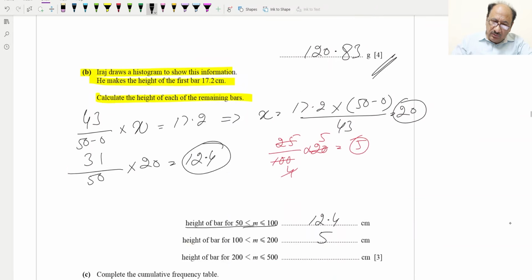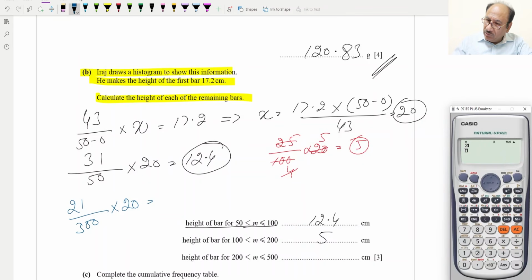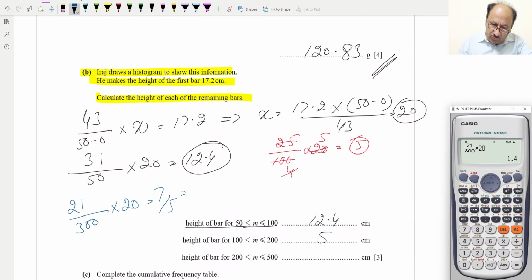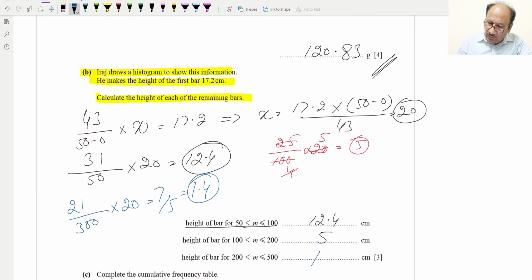Then 21 over the class width, which is basically 500 minus 200, will be 300, and multiply by 20. So it will be 21 over 300 multiplied by 20, and this is equal to 7 by 5, and the decimal value will be 1.4. So the height is 1.4, and this is the 3-mark question which we have done.